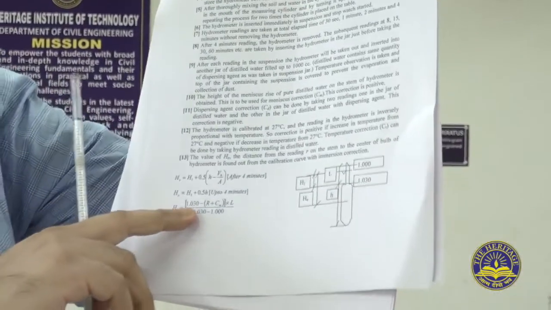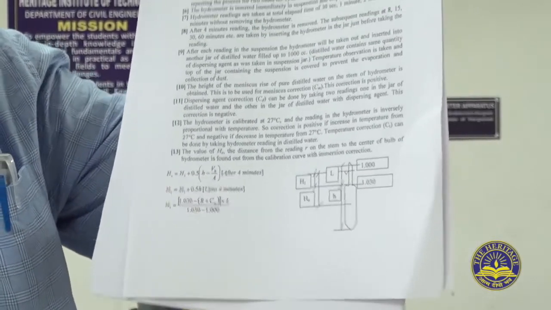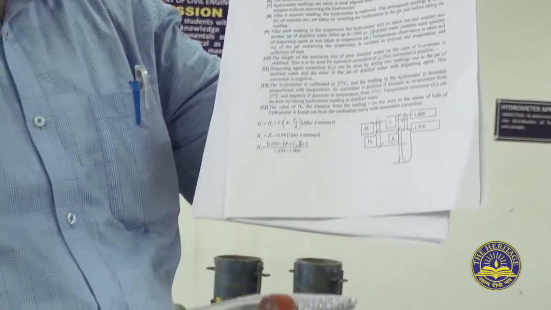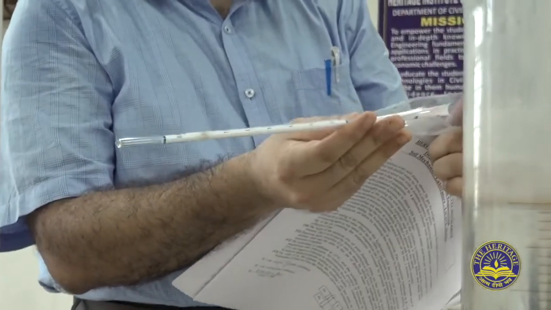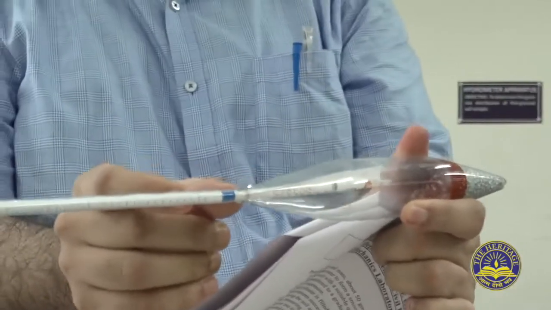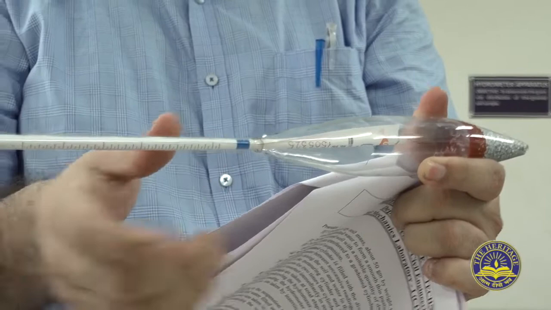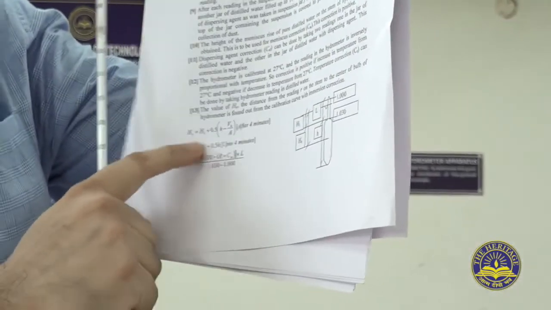And what is H1? For this H1, either you can do a calibration of the hydrometer, that means on a plain paper you keep this hydrometer in a horizontal position and measure the different marks from this point. This point to say what is the length of this portion, 1.030, 1.025, like that. That length you measure, or you can directly use this expression also.